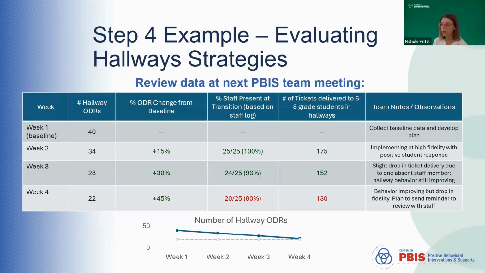Okay, so coming back to the hallway example here, the PBIS team collected weekly data for their first month of implementation. We can see hallway ODRs are decreasing, fidelity of implementation, which is measured through staff presence during transition, and those reinforcement tickets delivered. They started out very high, but they began to slip in week 4. And without both data sets, the team might assume down the line that their strategy stopped working at a certain point. But the real story here is that the plan appears to be effective and sustaining implementation might need some attention.